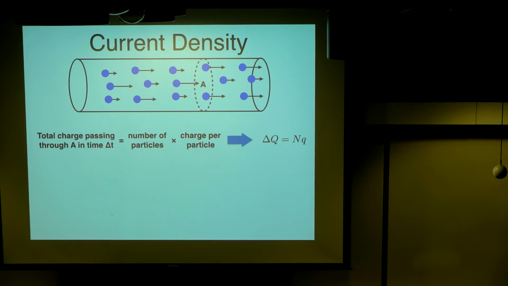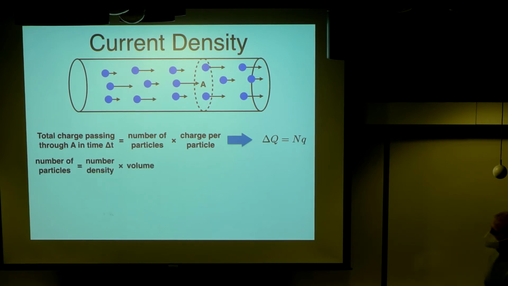So let's put that symbolically. The total charge that passes through in time delta t, I'm going to call that delta Q. Okay? And N, capital N, that's the number of particles. And then lowercase q, that's the charge per particle. So if we were talking about electrons, we would know to put the elementary charge there, right? But I want to be a little bit more general. This is just the charge on each particle. All right?